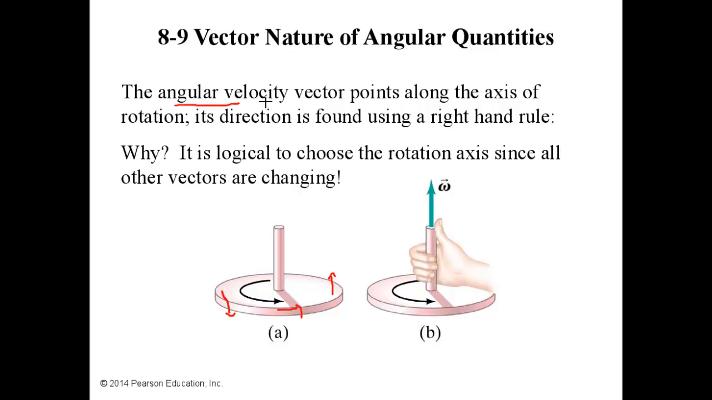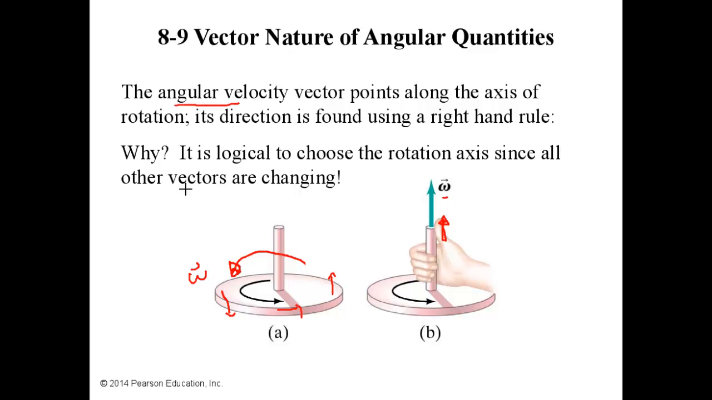So in order to find that, we have to do what's called the right-hand rule. So if we consider this disk that is rotating right here, what we're going to do is take our fingers and make our fingers point in the direction of rotation. We're going to curl our fingers around the axis of rotation, and in this case we're going to be making a thumbs up symbol. The direction of our thumb is also going to be the direction of the angular velocity.